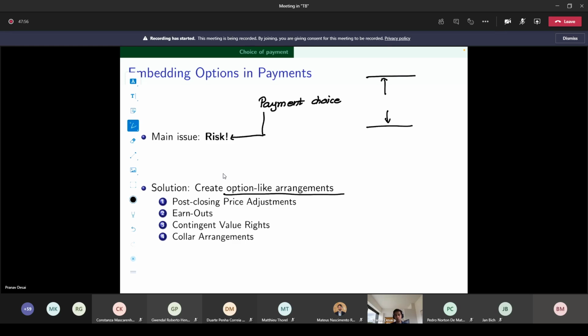So what you can do over here is embed options within your payment method. Whether the payment choice is cash or stock, you can create these sort of option-type agreements so that you can limit both your upside and your downside risk. Now, the first two types of options are built upon assets, or the value of assets, or future performance of the company.